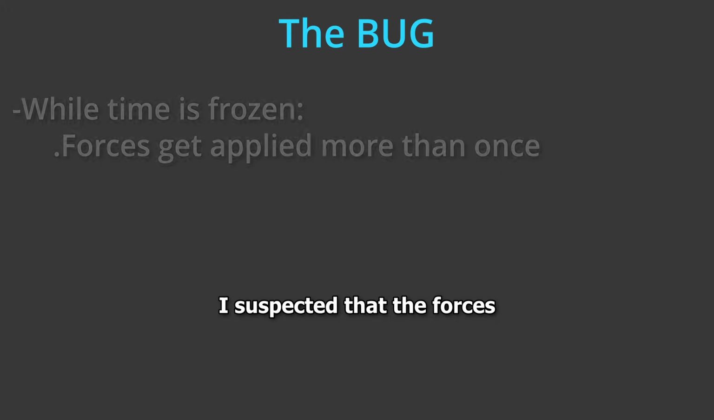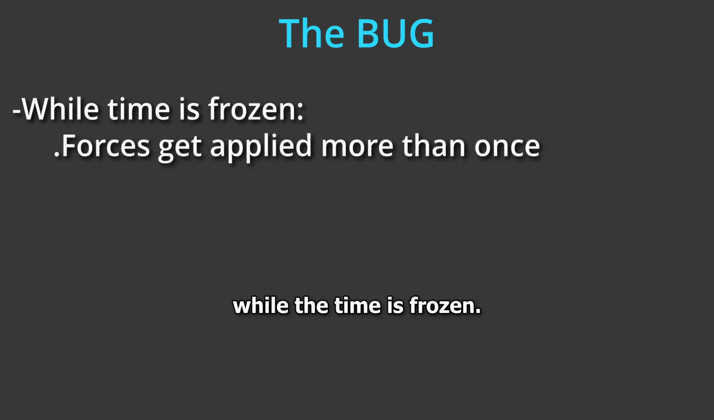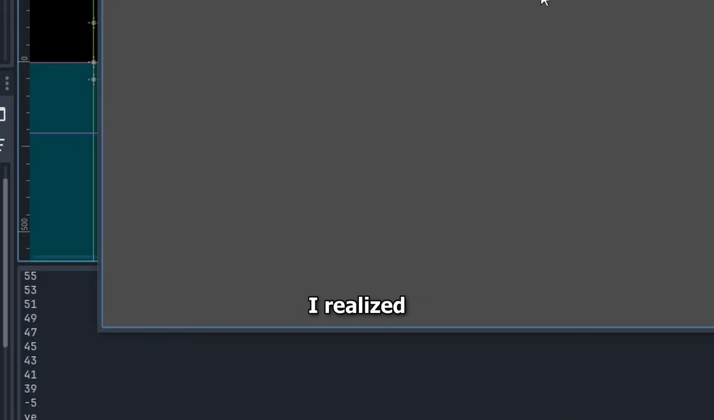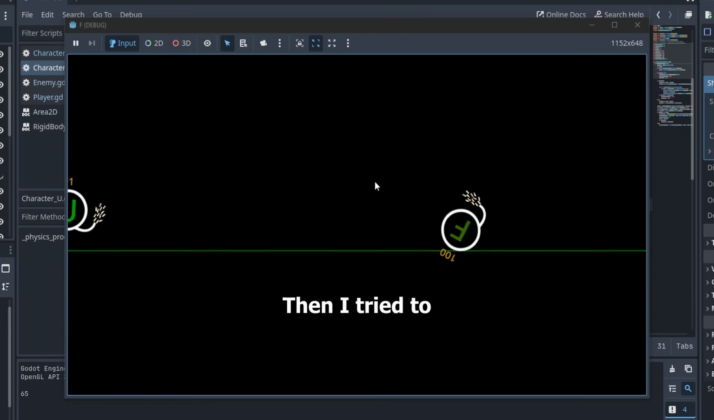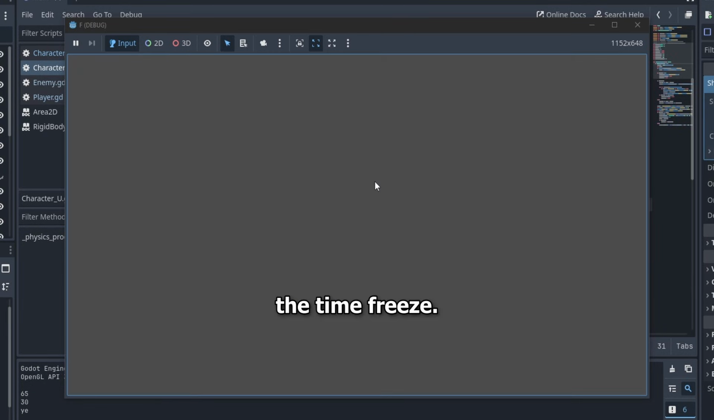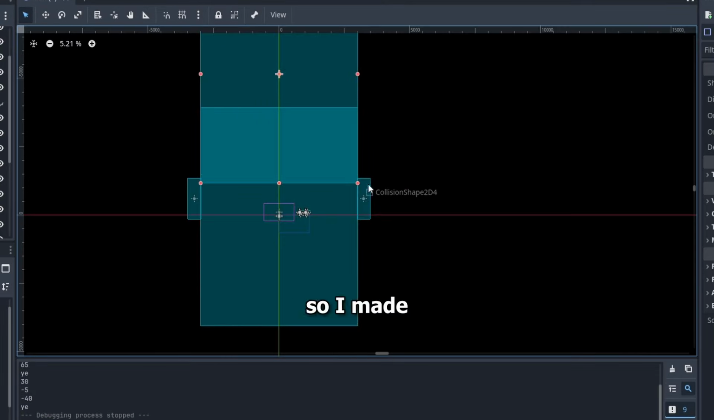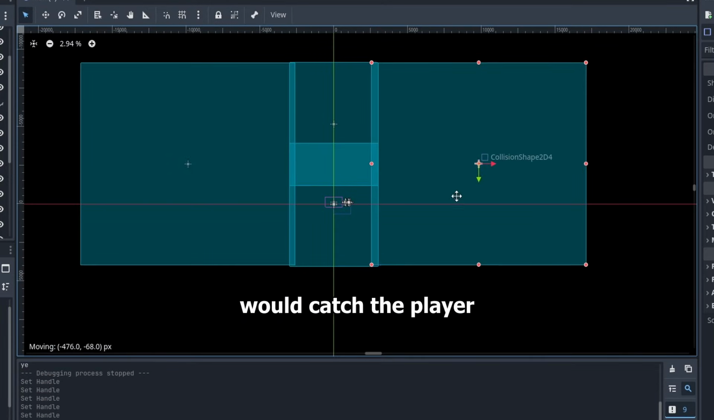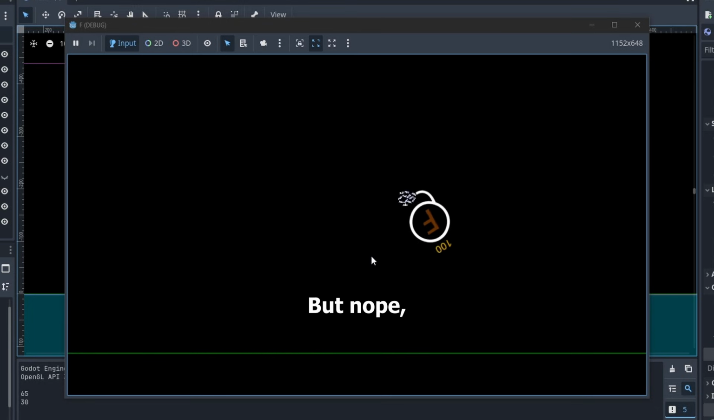I suspected that the forces are getting applied repeatedly while the time is frozen. But after testing it, I realized that's not the case. Then I tried to temporarily remove the time freeze. But the bug still happened, so I made the walls thicker, which hopefully would catch the player from flying out. But nope, it still does.